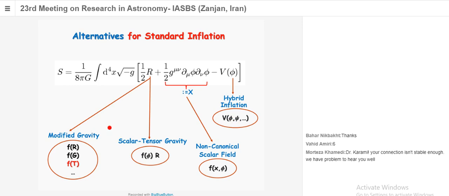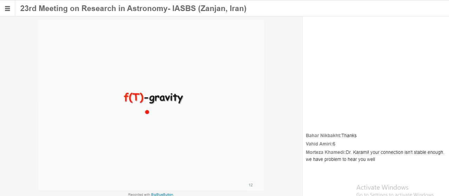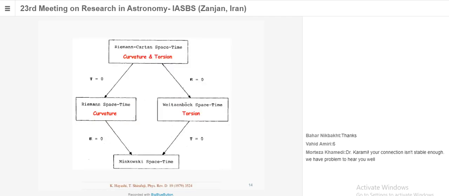But since I do not have enough time to focus on all of these alternatives for standard inflation, I just focus on F(T) gravity in ample detail. But regarding F(T) gravity, before going inside this framework in detail, it's better to have a look at teleparallel gravity, because F(T) gravity is a generalized form of teleparallel gravity.